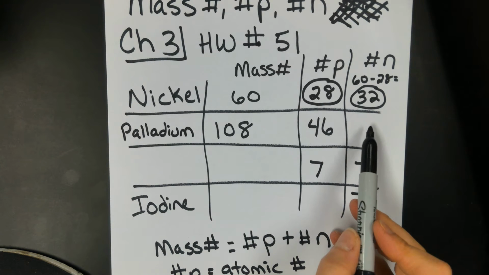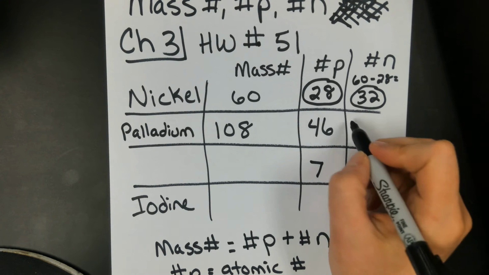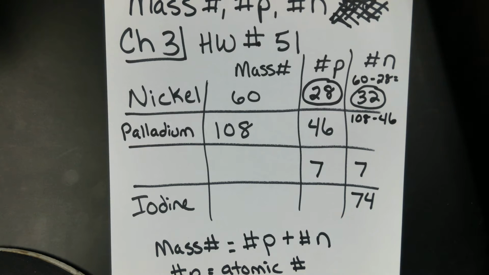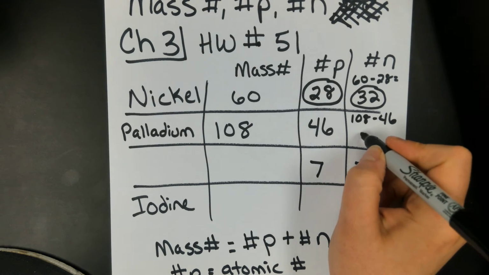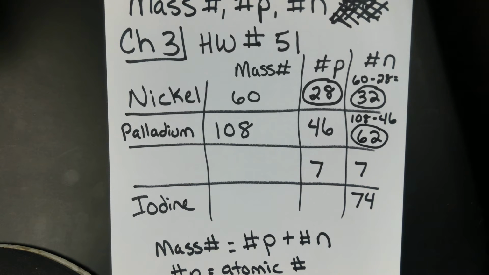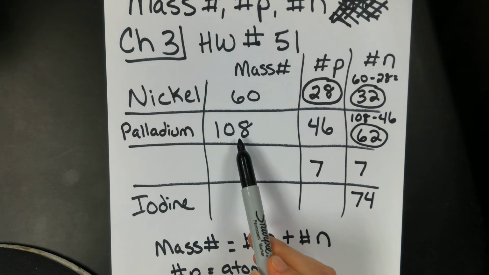So number of neutrons, how would I find it? I'd find it very much the exact same way. I would do 108 minus 46, right? And I will never do math in my head, even though everyone at home is probably screaming how easy that is. We have a number of 62 neutrons. So 62 plus 46 should equal 108. So that's a good way to check yourself.